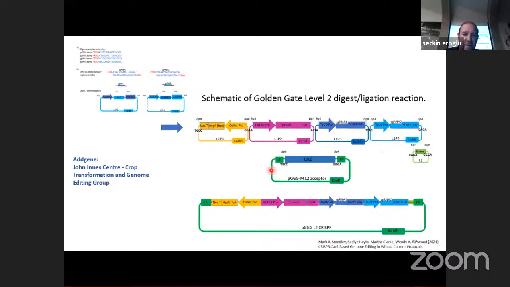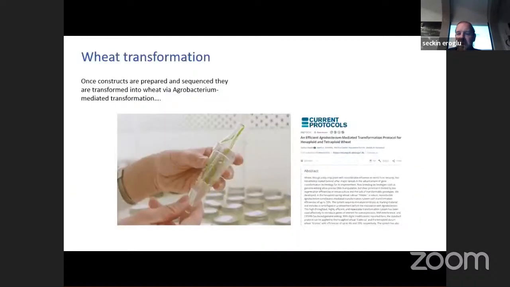Your final vector will look like this, and it's then just a case of sequencing, putting into Agrobacterium, and then transforming into wheat. So, as I said, Dr. Shadia Hayta is going to be talking about the wheat transformation tomorrow, and will show some of the genome editing results that we've actually got.